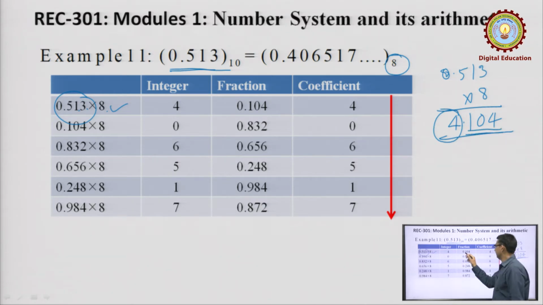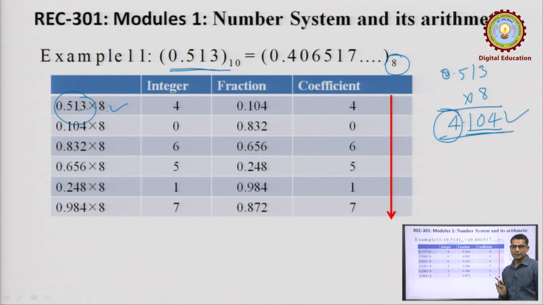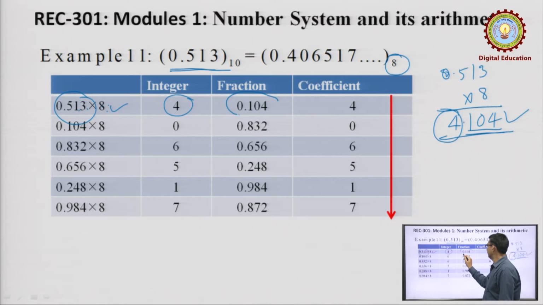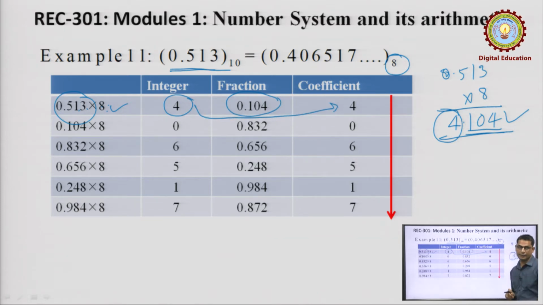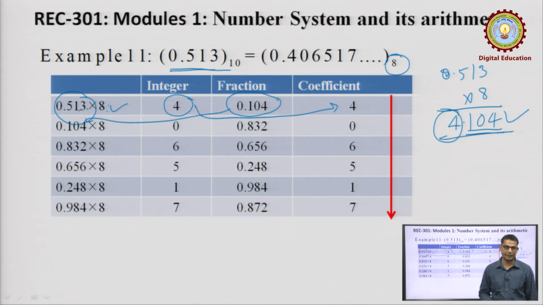We will divide the result of multiplying 0.513 by 8 into two parts: one is the fractional part and the second is the integer part. The integer will be written here, while the fractional value goes here, and this integer will behave as a coefficient for this iteration. Similarly, this fractional value 0.104 will be the starting value for the next iteration.